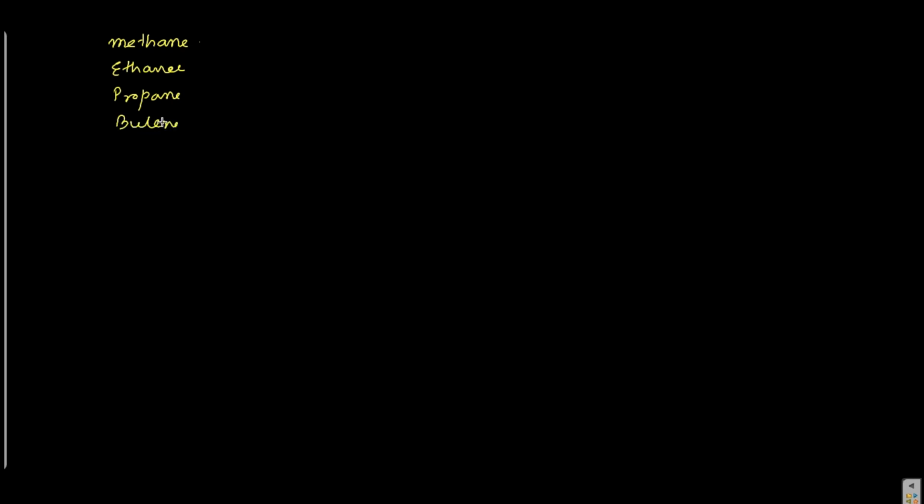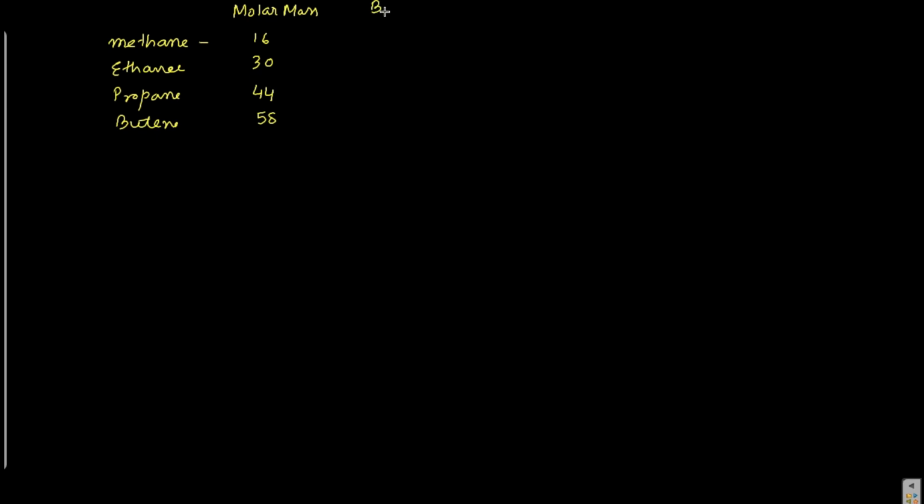You can take others also. So what is the molecular mass of these? Give a heading, molar mass. CH4 is 16, that is 12 plus 4, then it increases by 14, that is 30, then again increases by 14, that is 44, then increases by 14, that is 58. In this way the molar mass increases.